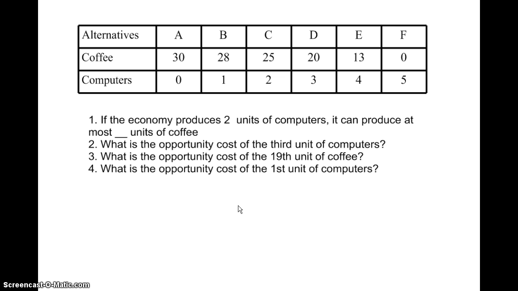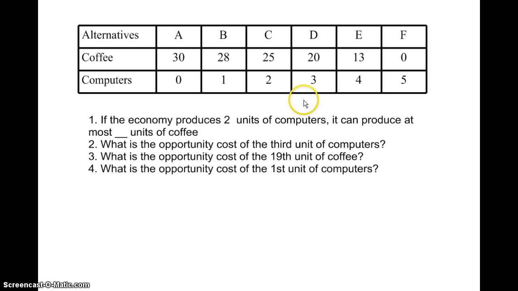It might help you to pause the video so you can try to answer these questions on your own and then check them. What is the opportunity cost of the 3rd unit of computers? Well, if we're looking for the opportunity cost of the 3rd unit, we must have how many right now? We must have 2. So we must be right here at production alternative C. What's the opportunity cost of the third unit of computers? Well, we would have to give up 5 coffees to get the third computer. So our opportunity cost is 5/1, or 5.